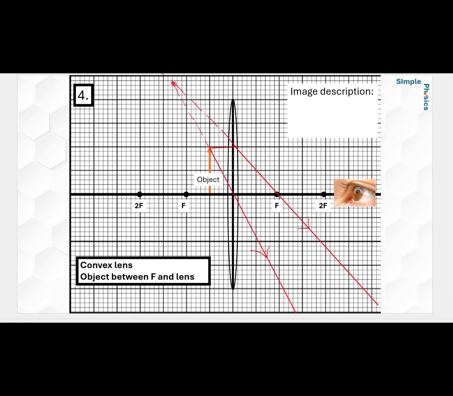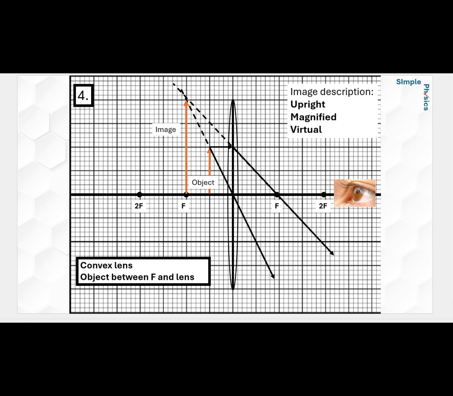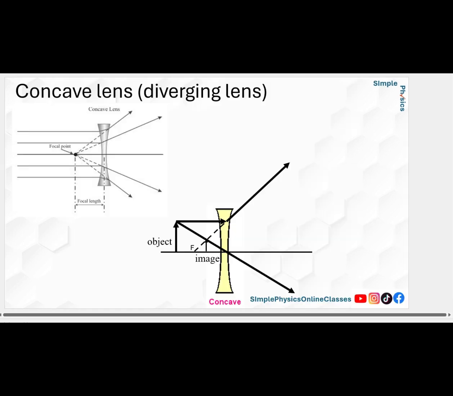Okay, so how do we describe this one? Nice and straightforward. It's upright. Okay, it's the only one that's upright. So it's virtual, meaning it's on the same side, and it's not actually something you could produce on a screen. Okay, so that could be your definitions. And it's magnified. Okay, so those are your convex. Practice with these. Okay, I'm expecting them to come up.